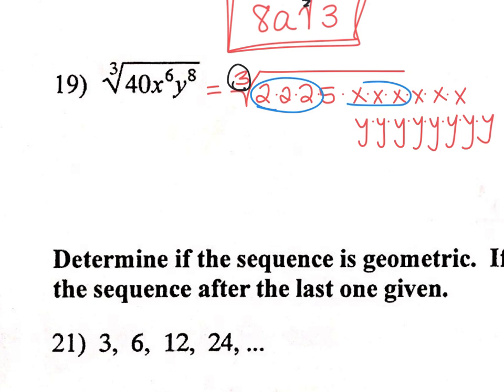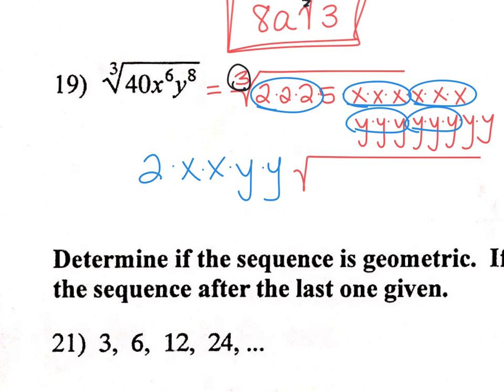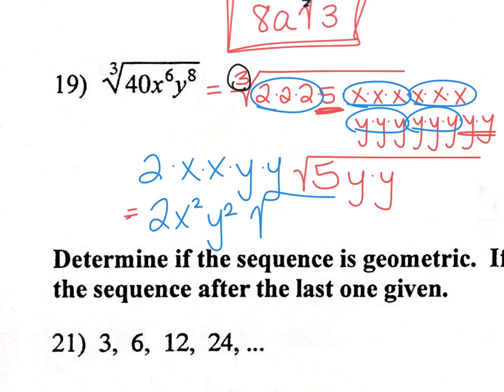I got a 2, x, another x, a y, another y. That's going to give me 2, an x and x, ooh, a y and a y. And then left inside of the square root is a 5 and 2 y's. And when I put all that back together to simplify and write my final answer, I'm going to get 2 times x times y, that's 2x squared y squared, and on the inside 5y squared.